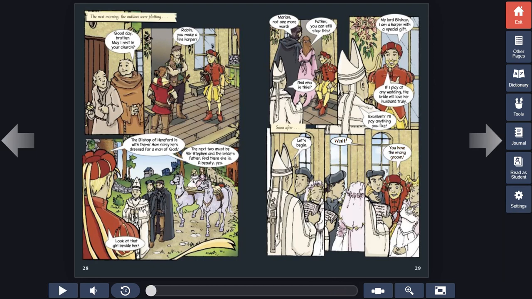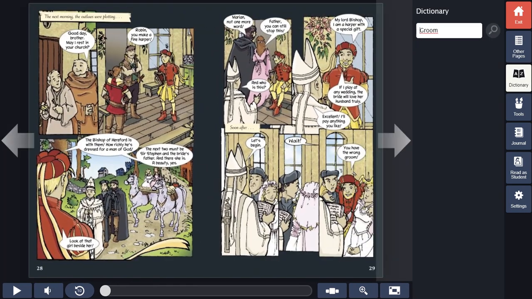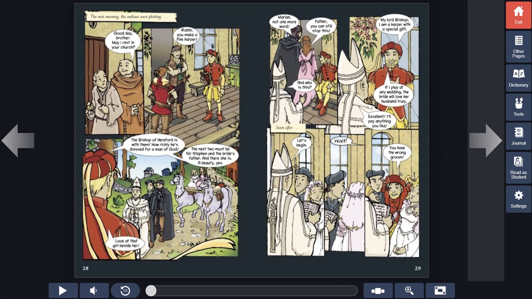So the word groom here might be some word that you don't know the meaning of. It's basically a man who is about to be married, or a person in charge of the horses. It's not the second one. The one that I want you to know is the first one. So there's a wife and there's a groom. It's basically like that. The groom is the male side, the man.